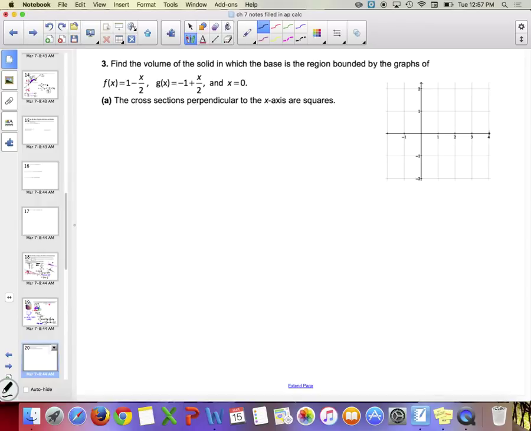So this one has multiple parts. Number 3 says find the volume of the solid in which the base is the region bounded by the graphs of f of x equals, I'm going to write it in the form y equals mx plus b, so it's going to be negative 1/2 x plus 1. So I'm going to start at 1 and my slope is going to be negative 1 over 2. That's my f of x equation.